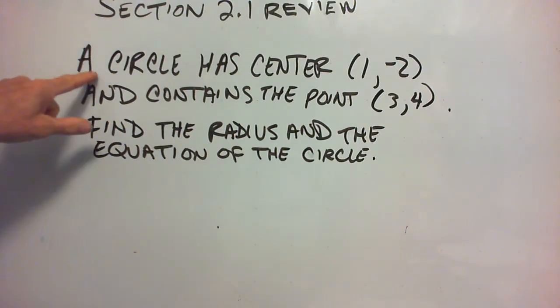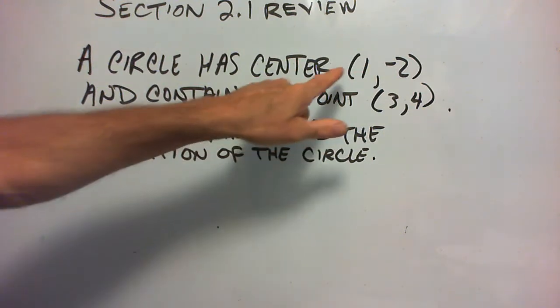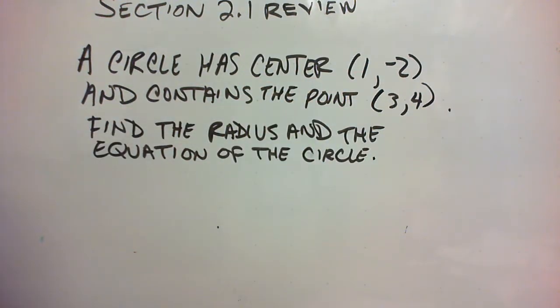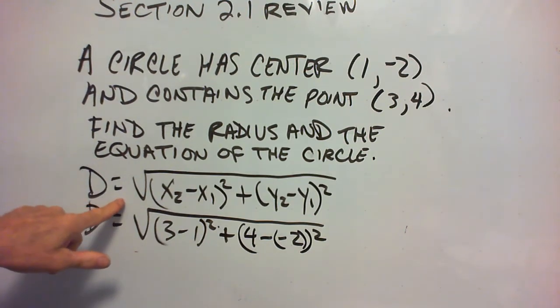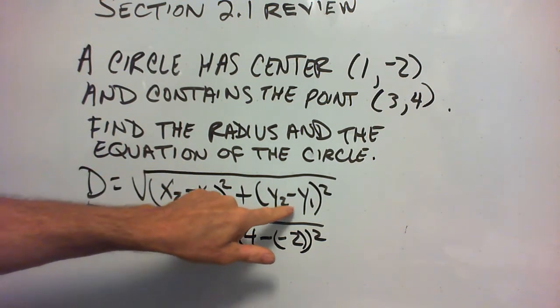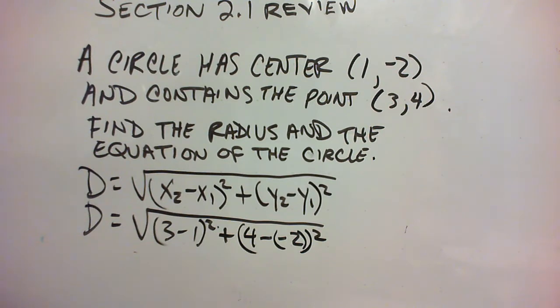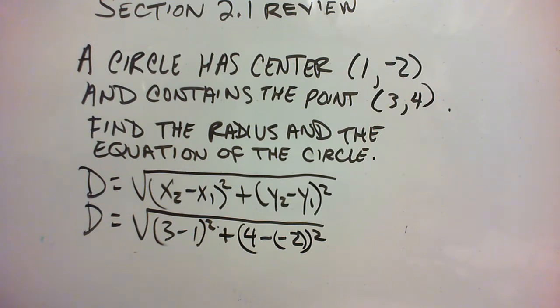Okay, in the next problem, a circle has center 1, -2 and contains the point 3, 4. Find the radius of the circle and the equation of the circle. Well, to find the radius, you use the distance formula, the distance from that center to that point on the circle. So we use this distance formula, d equals the square root of x2 minus x1 quantity squared plus y2 minus y1 quantity squared. And really what that is, is an application of the Pythagorean theorem. If you go to the notes, you'll see how that is shown and explained.